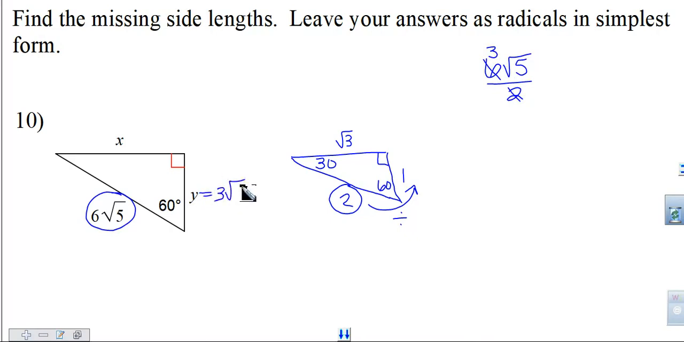Once I am back at the side across from the 30, I can go anywhere that I need to through multiplication. I'll head over here and multiply by the square root of 3. That gives me 3 square root of 15. If this number was larger, I would break it down and see if there was anything that could come out of my radical. Always make sure you're in simplest form. This is in simplest form, so I can stop here.